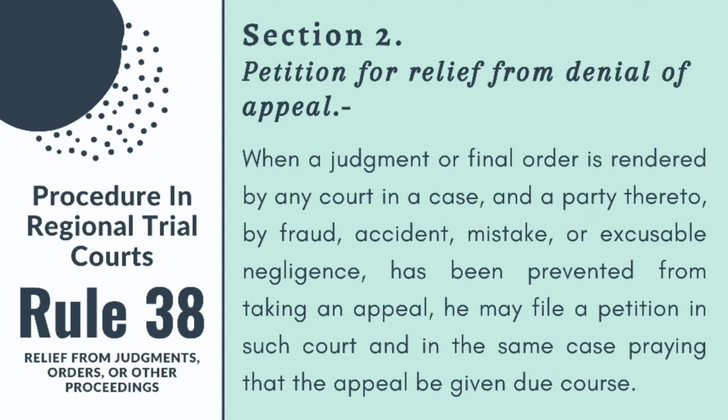Section 2. Petition for relief from denial of appeal. When a judgment or final order is rendered by any court in a case, and a party thereto, by fraud, accident, mistake, or excusable negligence, has been prevented from taking an appeal, he may file a petition in such court and in the same case praying that the appeal be given due course.